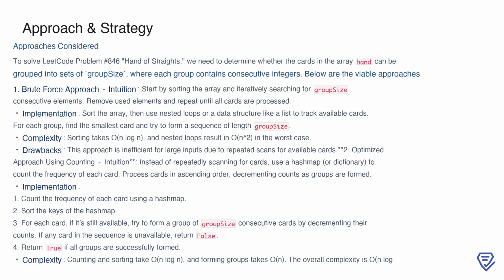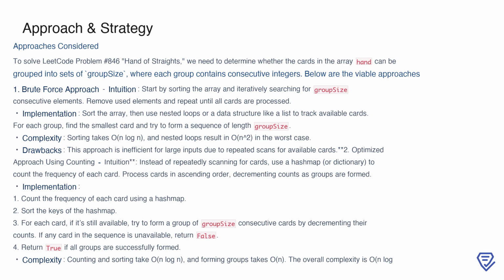A better approach involves using a counting strategy. Here, we use a hash map to count the frequency of each card and sort the keys of the hash map. For each card, if it's still available, we attempt to form a group by decrementing the counts of consecutive cards. This avoids redundant computations and operates with an overall complexity of n log n, making it much more efficient compared to brute force.